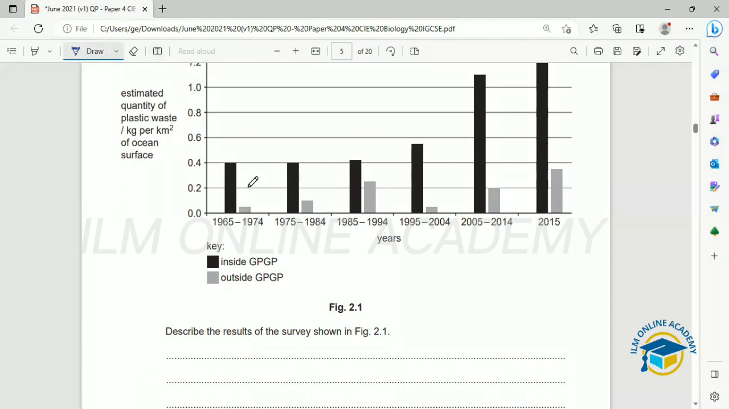So if we talk about inside the Great Pacific Garbage Patch first, the quantity of plastic waste inside the Great Pacific Garbage Patch is always higher than outside. Okay, it's always higher throughout the graph. So the first thing is that inside is always higher.